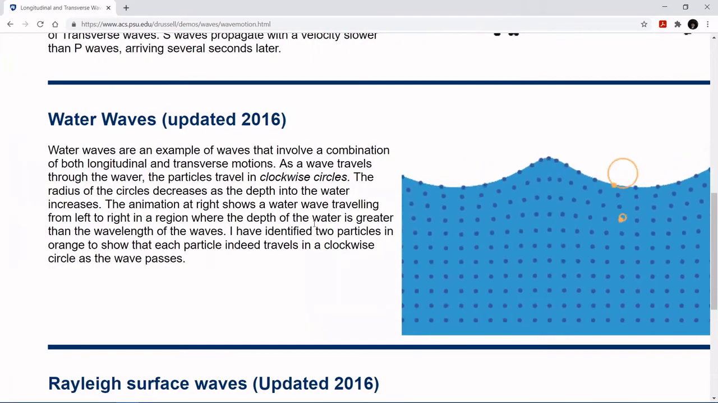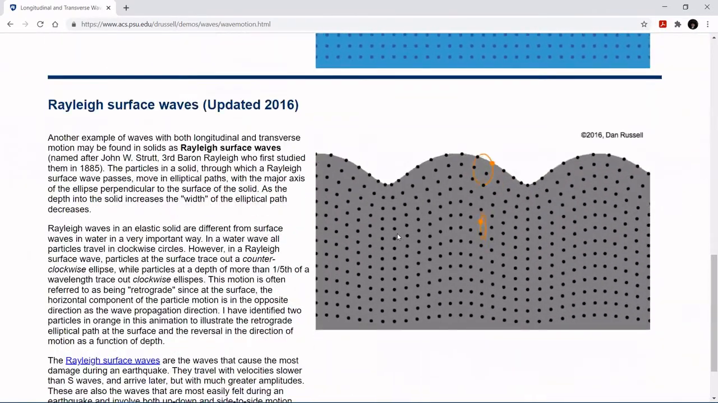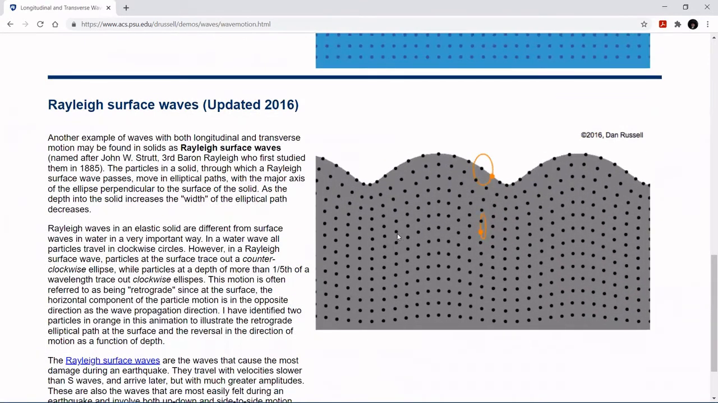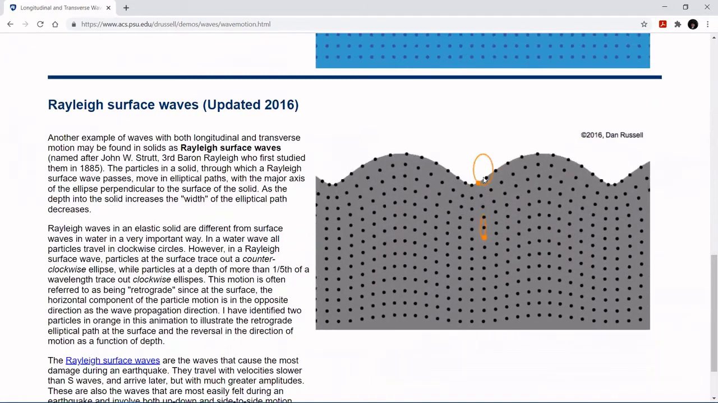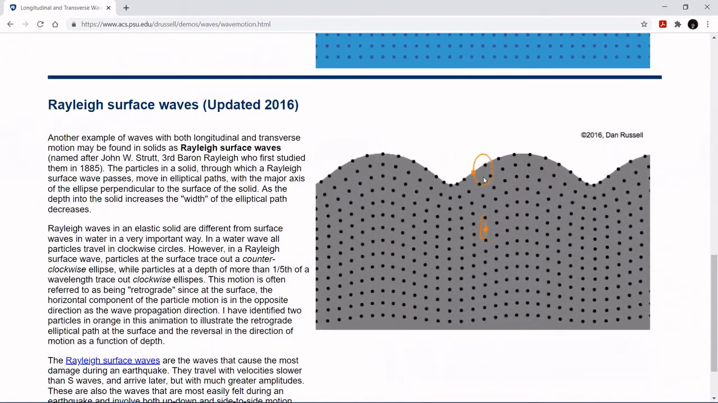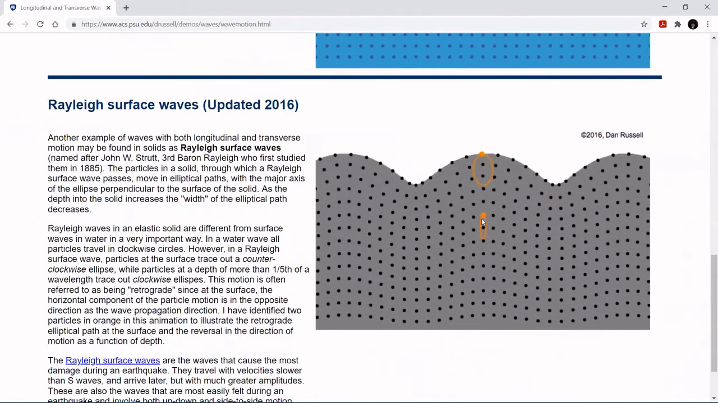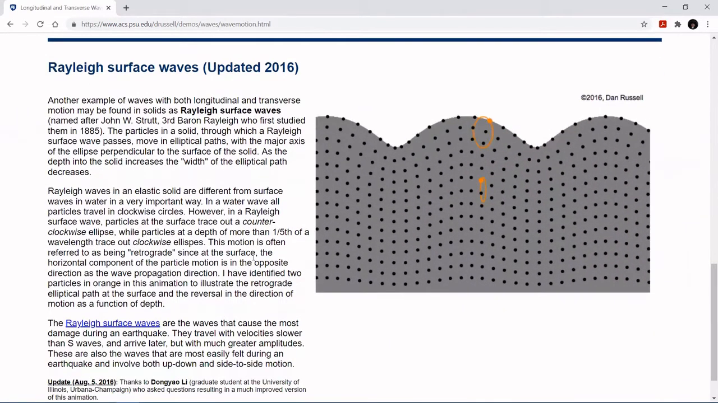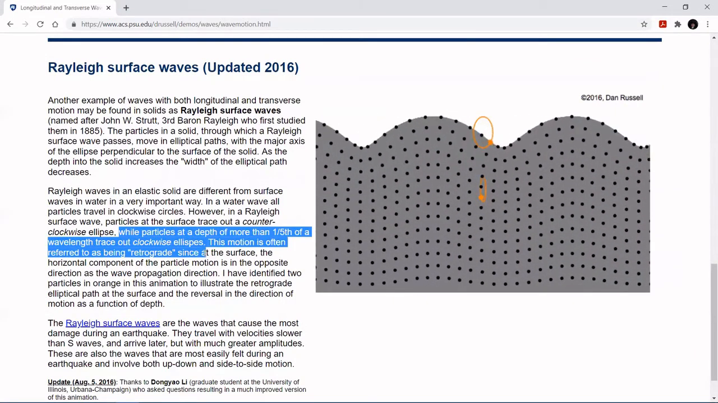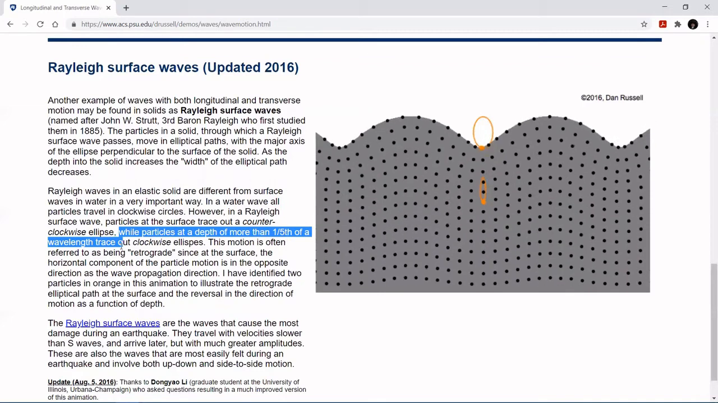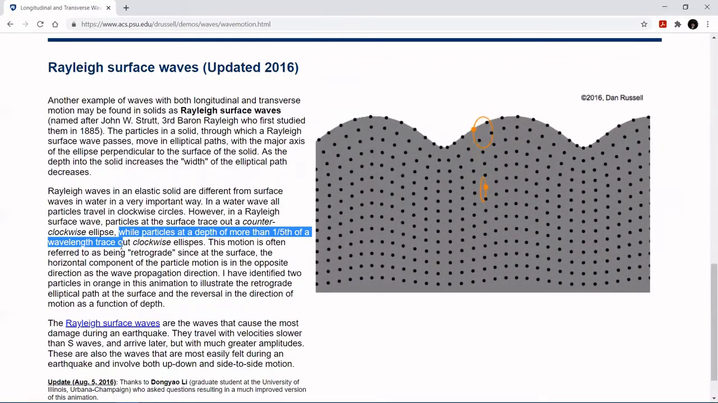no, that's the next one. If I go down here to Rayleigh surface waves, these are evidently the waves that you feel the most during an earthquake. Look at how this particle on the surface is moving counterclockwise around an elliptical path. But if you go down far enough, it switches from counterclockwise to clockwise. And it's even been calculated the depth at which it switches. So particles at a depth of more than 1/5 of a wavelength trace out clockwise ellipses. That's peculiar behavior. I don't know how to explain that.